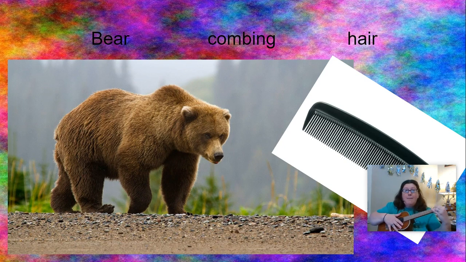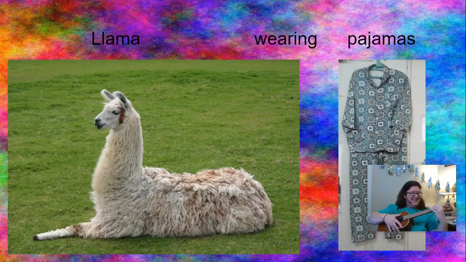Did you ever see a bear combing his hair down by the bay? Down by the bay where the watermelons grow. Back to my home, I dare not go. For if I do, my mother will say, did you ever see a llama wearing pajamas down by the bay? Down by the bay where the watermelons grow. Back to my home, I dare not go. For if I do, my mother will say, have you ever had a time couldn't make a rhyme down by the bay?